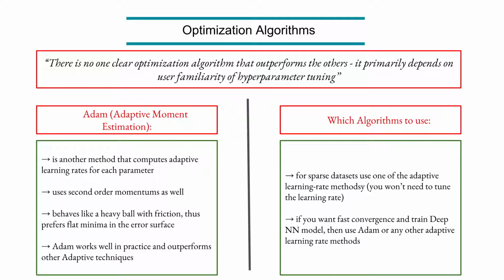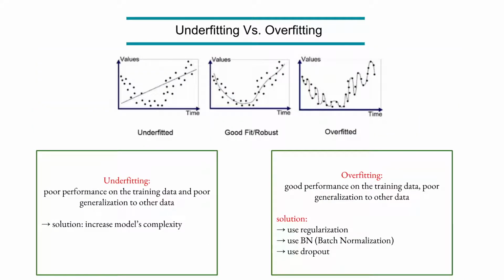If you want fast convergence in deep neural network training, then use Adam or any other adaptive learning rate methods. So in conclusion, it's always better to use adaptive learning rate methods, which are Adam, RMSprop, and AdaGrad, and there are also some other kinds of adaptive learning rate methods as well. And it's better to use these methods if your data set is very sparse.